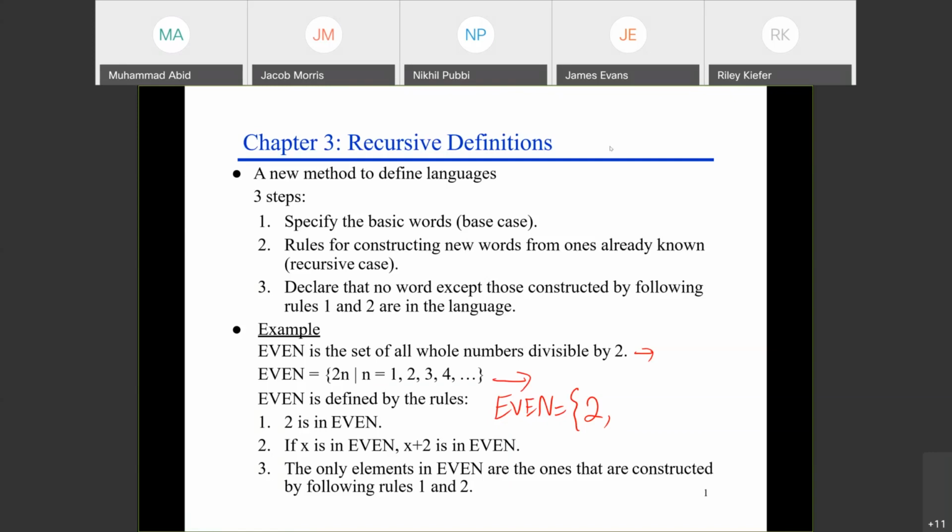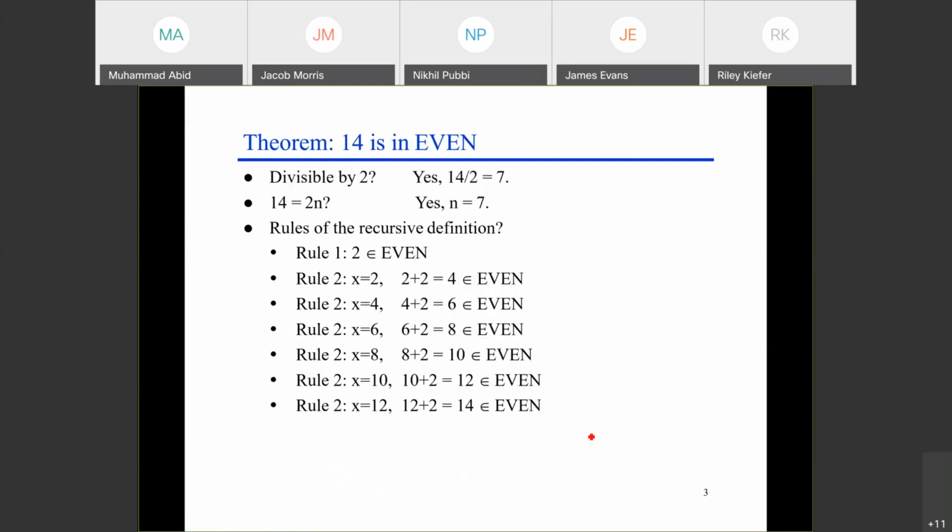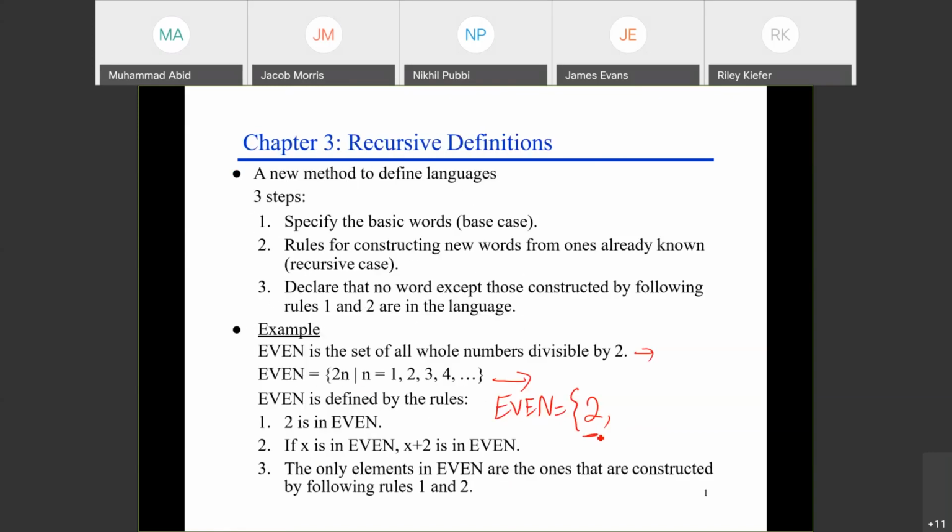Wouldn't x currently be 2 then? Exactly, perfect. Because I only have one word in my language at this time, my x is this, 2. So now I'm saying if x is in even, whatever x is, add 2 to it, and that is also part of even. I follow this rule, and I have only x equal to 2, so 2 plus 2 is equal to 4. So now I have 2 and 4 there.